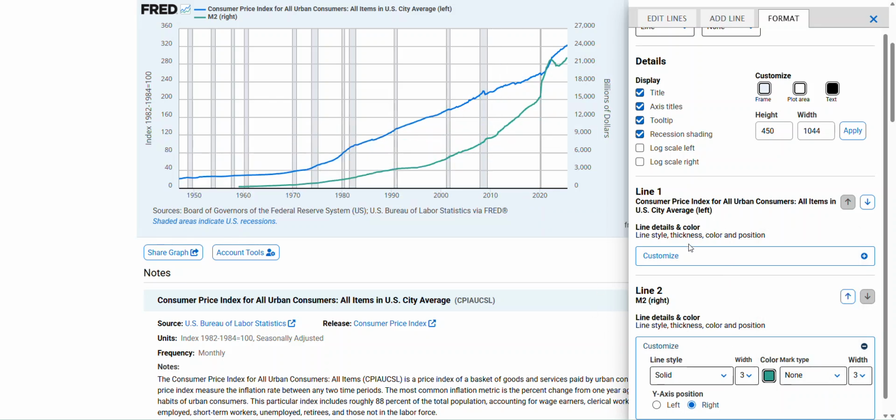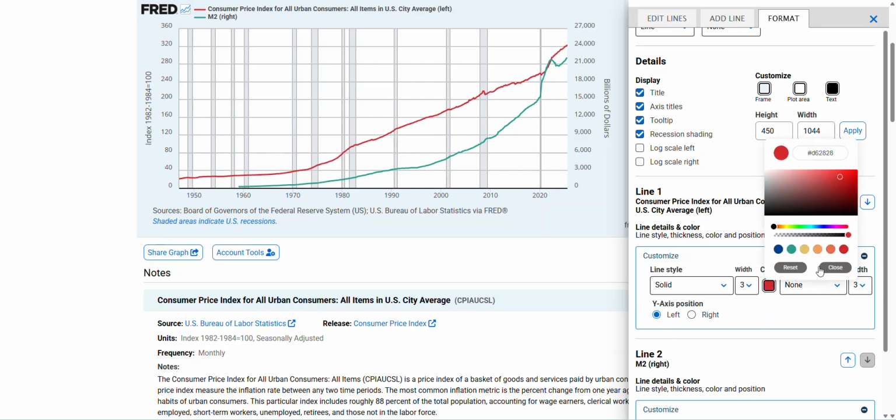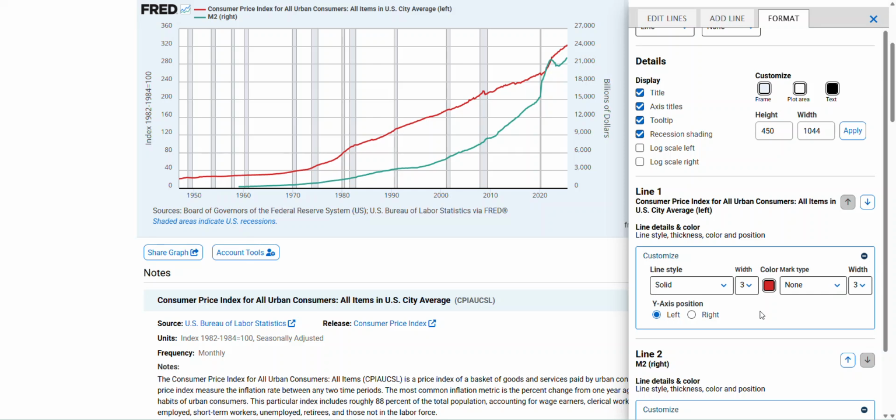Well, let's go up here and customize line one, which is the consumer price index. Already a solid line. It's on the left-hand axis. And I'm going to make this one the red one. Okay, so inflation, that's bad. We're going to put it in red. But what you're looking at is not inflation, nor is it the growth in money supply. It's levels. What is the level of inflation? It's hard to tell anything from this graph.